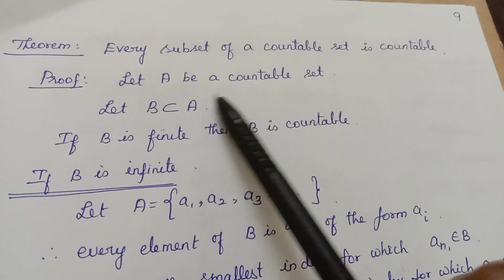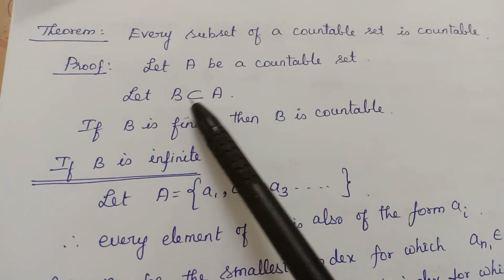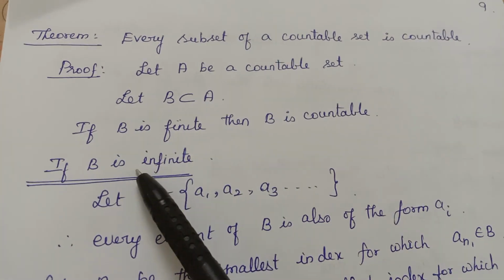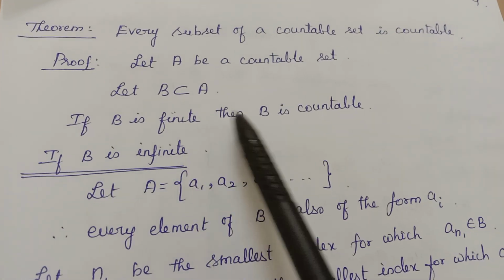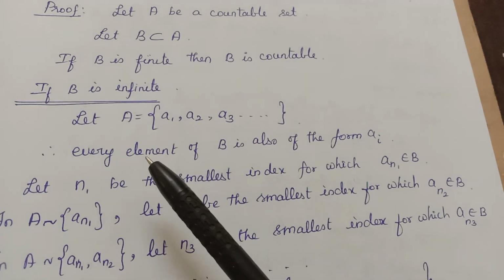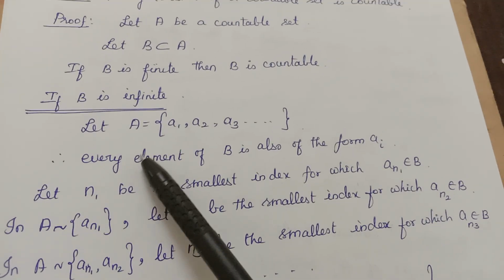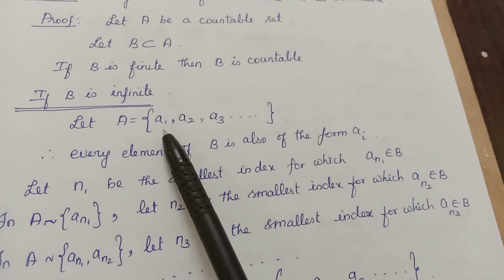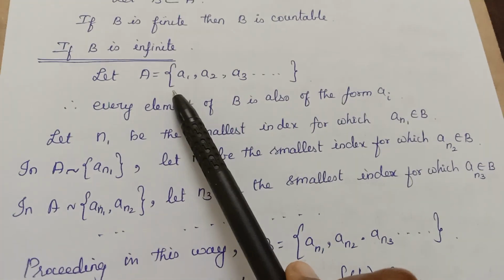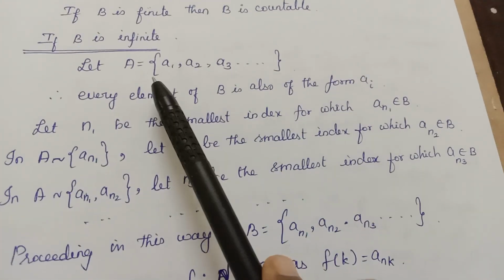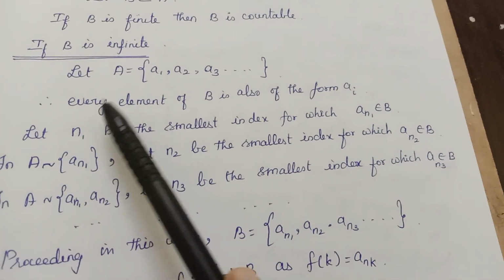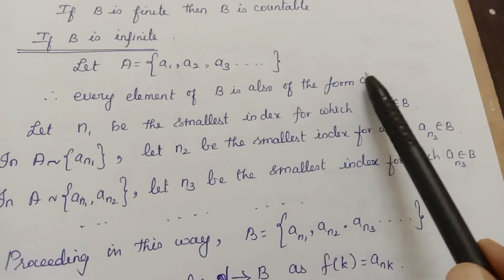Suppose A is a countable set. Let B be a subset of A. Then two cases arise: either B is finite or B is infinite. If B is finite, obviously it is countable. Suppose B is infinite, then what to do? Since we have assumed A is countable, the elements of A can be arranged in a certain order: A1, A2, A3, etc. Now B is a subset of A, so the elements of B will also be of the form Ai.